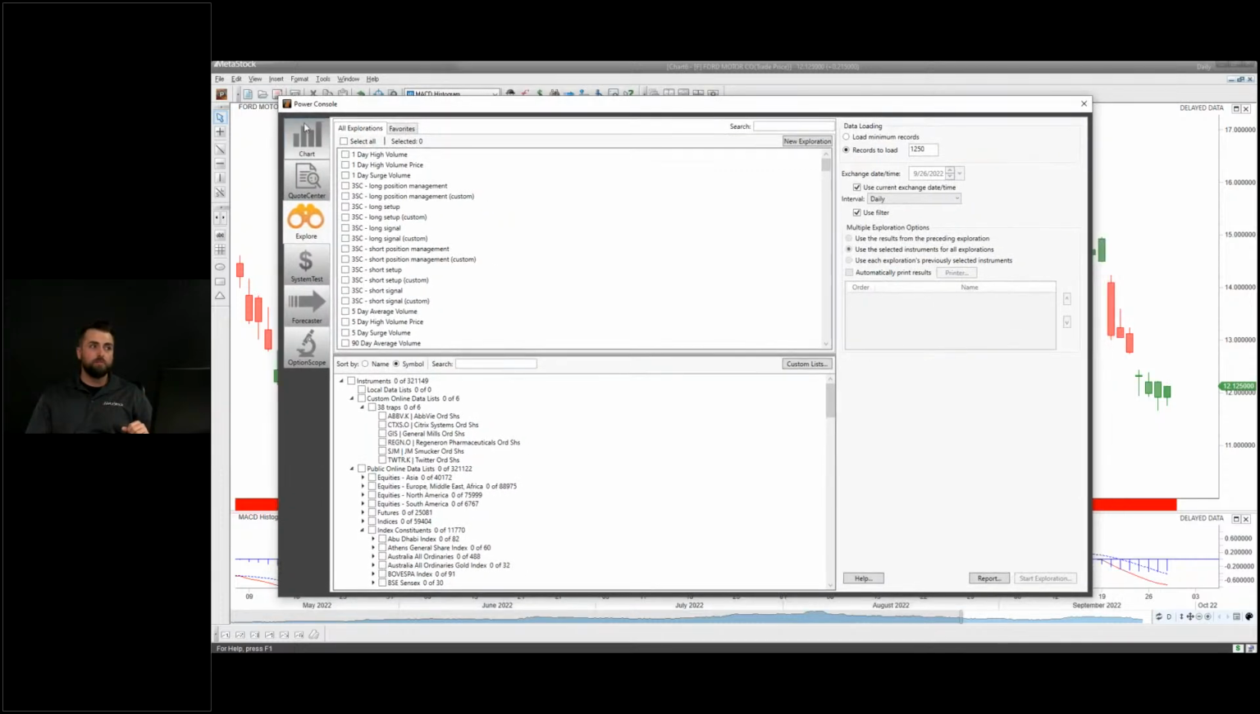So in here, I just opened up our power console that has all of our main power tools listed right here. And I went into the Explore tab. And this is like our scanner basically. So the Explorer has the ability to scan for any sort of different criteria and then give you a list of results to help you more easily go through your trading analysis and to give you a list of securities that are ready for you to take action on right away.